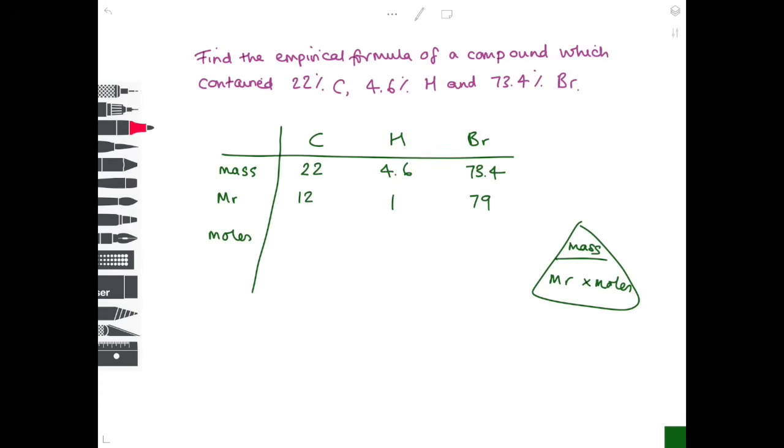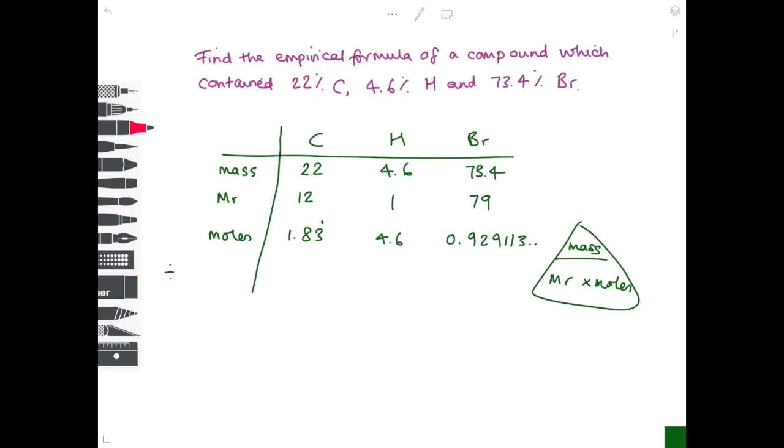So that's 22 divided by 12 for carbon, which is 1.83 recurring. 4.6 divided by 1 is obviously 4.6. And then 73.4 divided by 79 is 0.929113. And a note here, don't round too early because the numbers are so small, you'll introduce rounding errors. Keep them nice and long in your calculator.